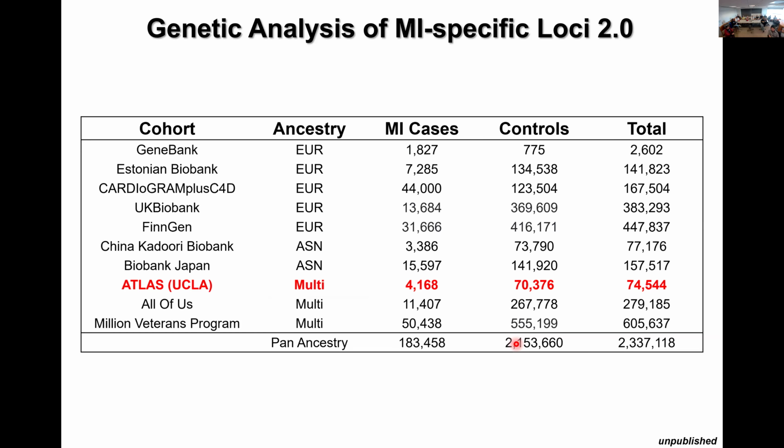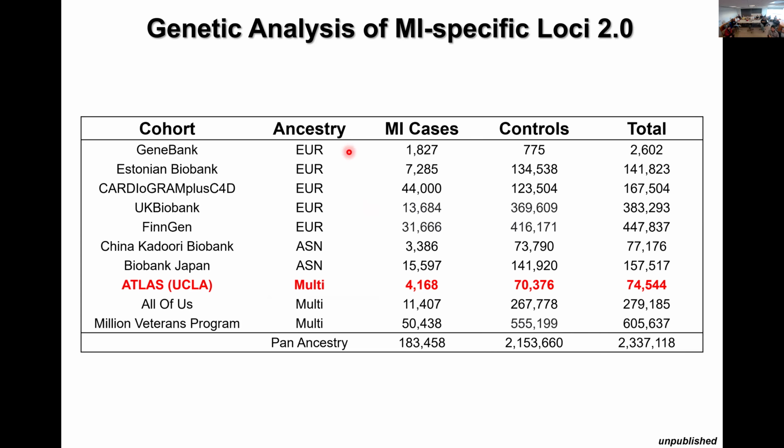Now, fast forward, and because of a lot of publicly available data, a lot of biobanks that are available, we've put this sort of analysis on steroids, what we call genetic analysis of MI-specific loci 2.0. In reality, it's probably like 10.0 because it's got multiple iterations. But what we've done now is cobble together multiple cohorts.